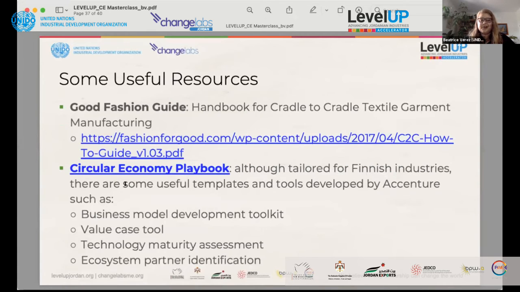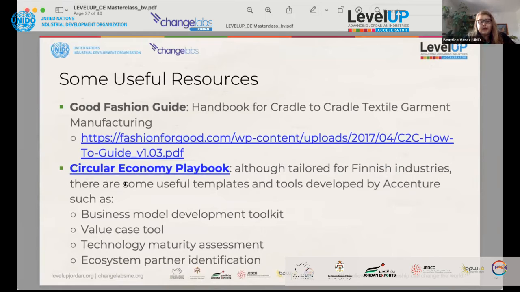So just final points. Some of the resources I mentioned earlier. The Good Fashion Guide, if you're working in textiles, is a very good resource. It looks at how you can implement cradle to cradle manufacturing. And like I said, it breaks down the kinds of tech, the fibers, the dyes. It's just a good starting point.